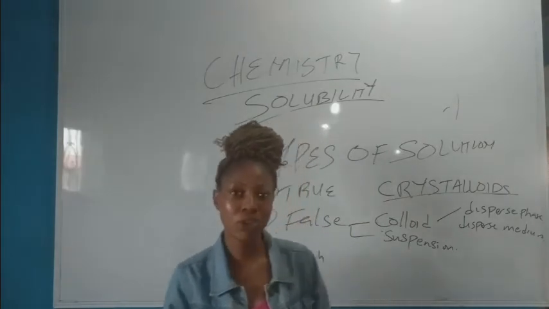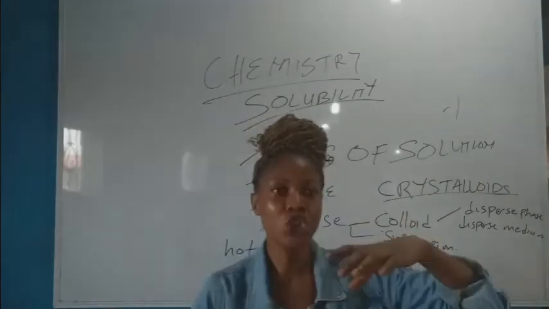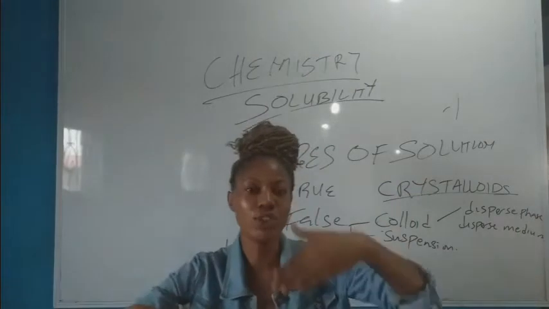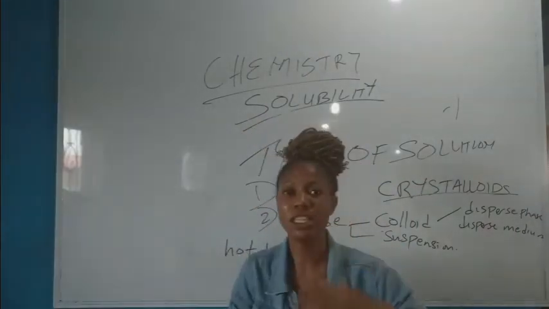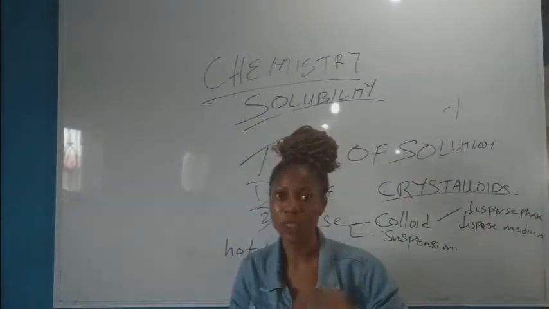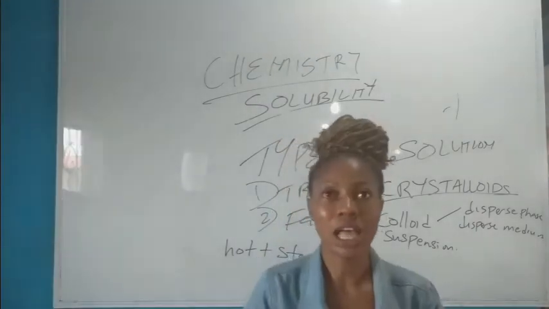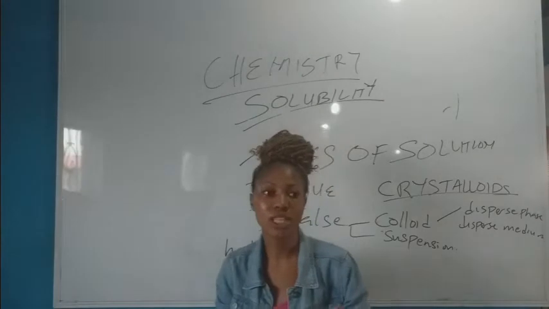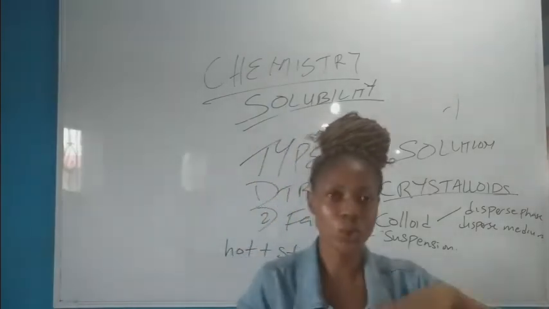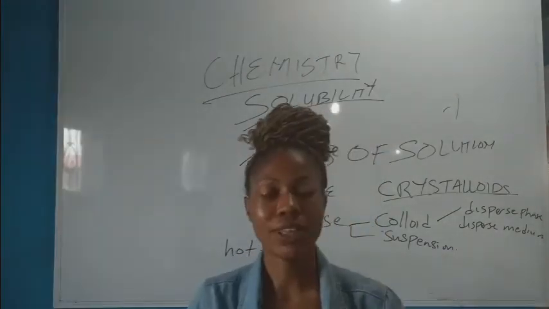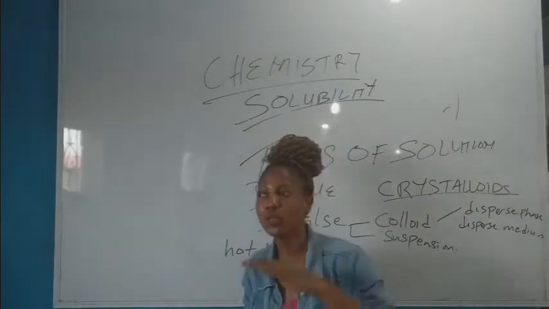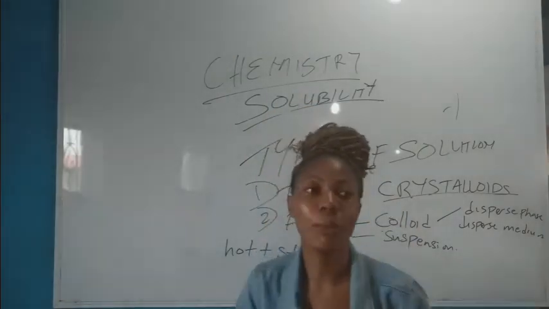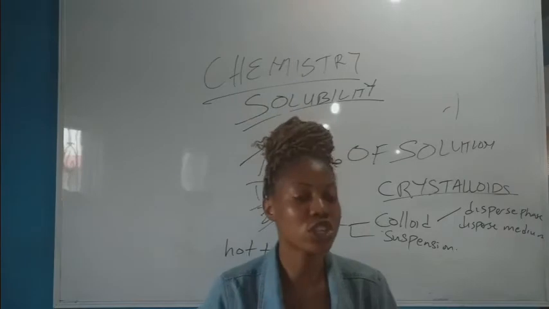A mixture, when it is standing, you will see what is dissolved into one another. You will see the dispersed phase and the dispersed medium in suspension. Another example is muddy water. When you put muddy water down and let it settle on standing, after some minutes you see the water up and the sand down. That is an example of suspension. That is what suspension looks like.